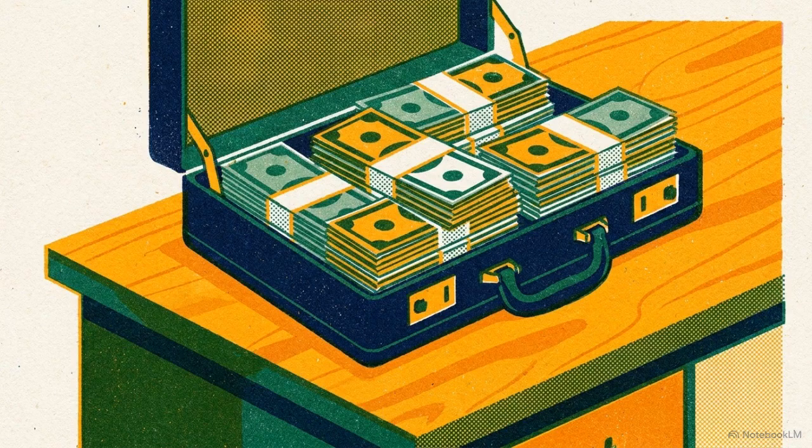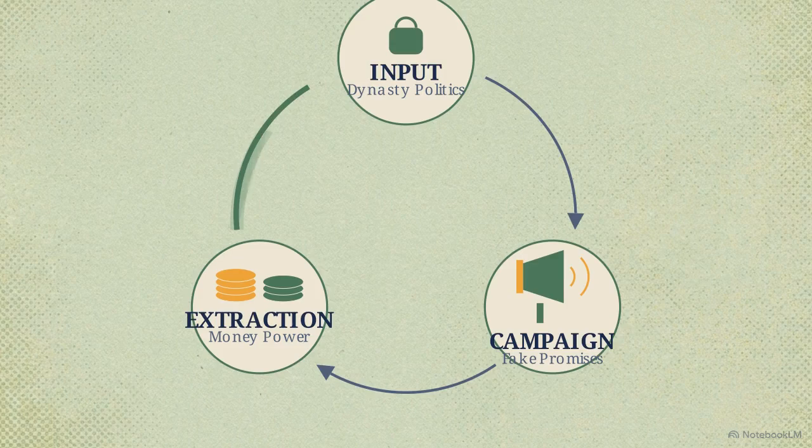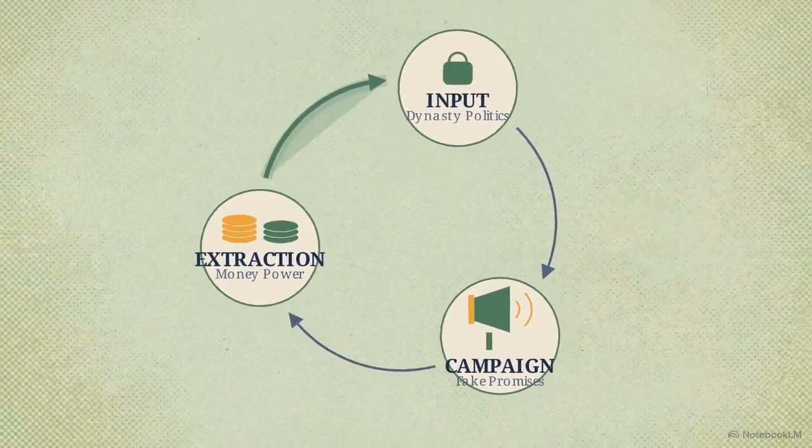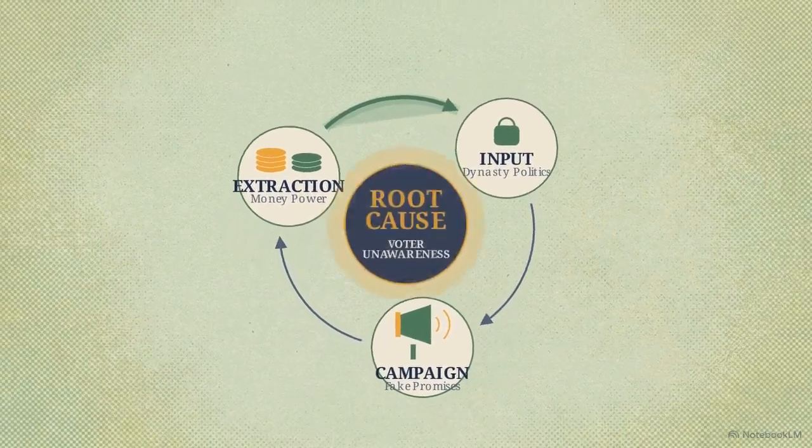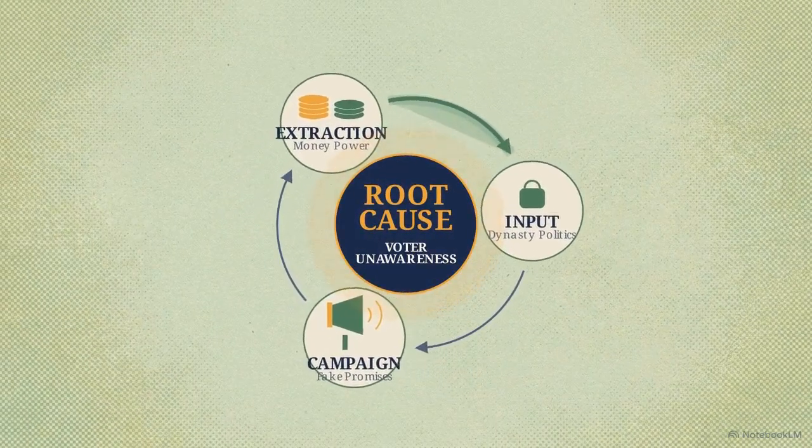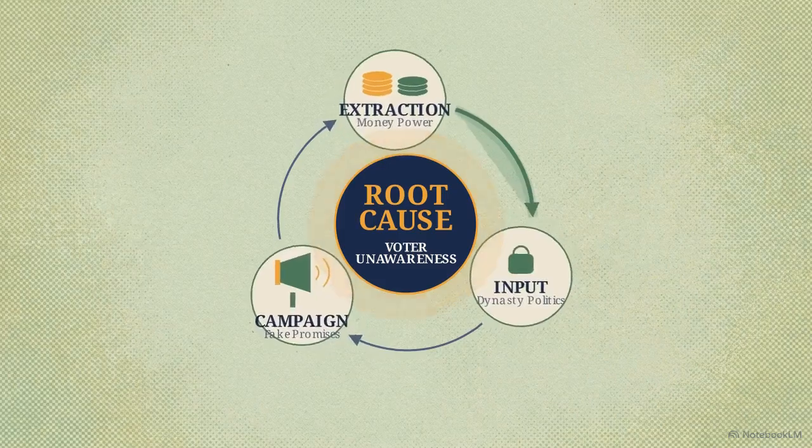And here is where the loop completes itself. The wealth extracted during their time in office flows directly back into their campaign funds, perfectly financing their entry into the next election. But as this diagram zooms out, we see the engine running the whole machine. The central hub driving this cycle is voter emotion and unawareness.